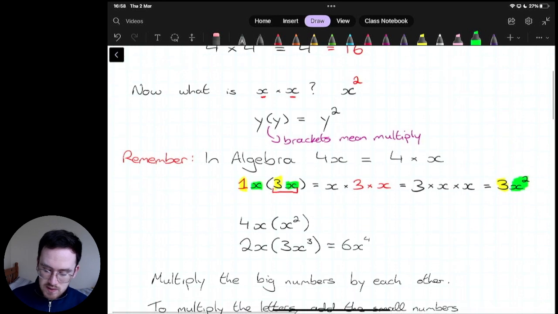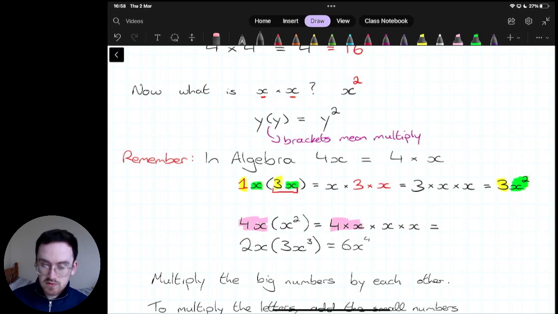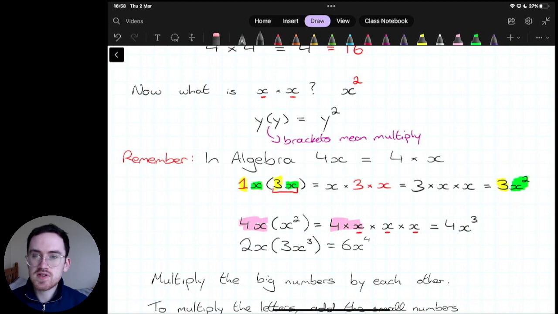We look at the next part, 4x multiplied by x squared. Let's break it down a little bit more. 4 multiplied by x is coming from the 4x here. And x squared, we already know, is the same as x multiplied by x. So if we apply the same idea here, how many x's am I multiplying? 3. So what does my answer become? 4x cubed.